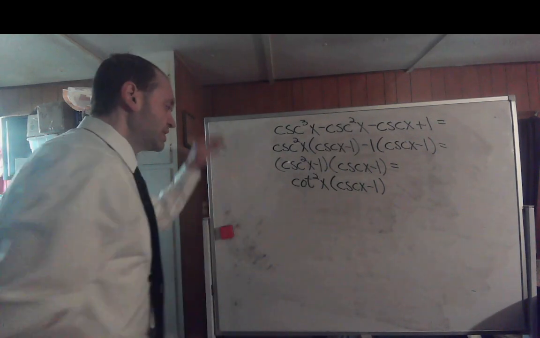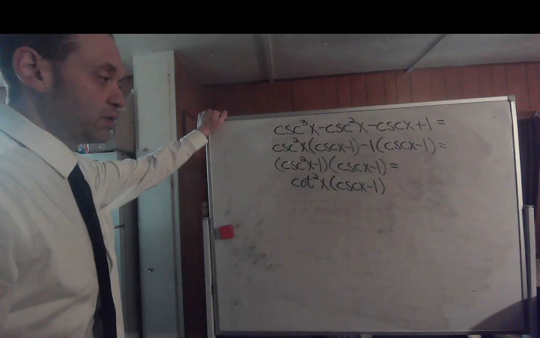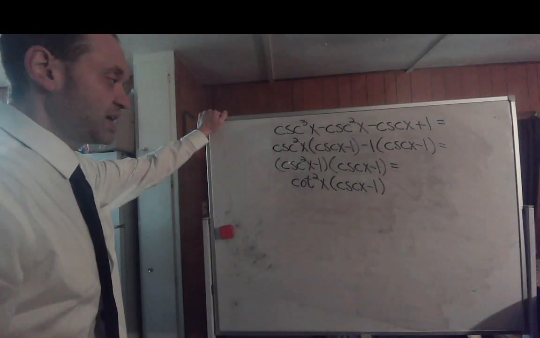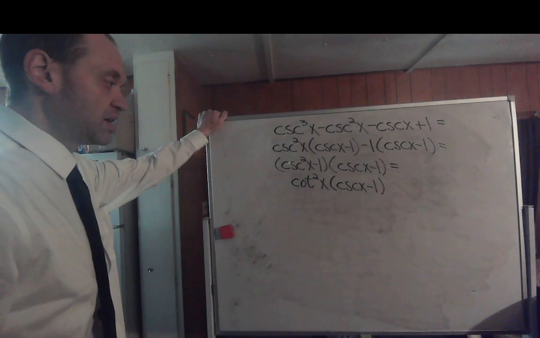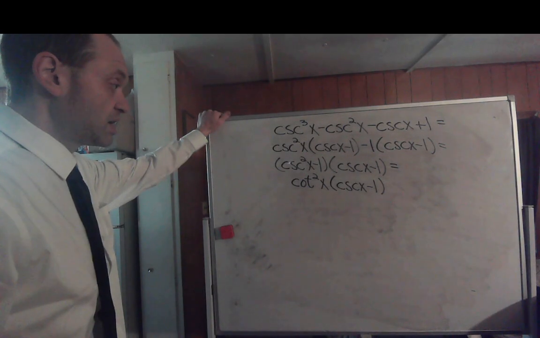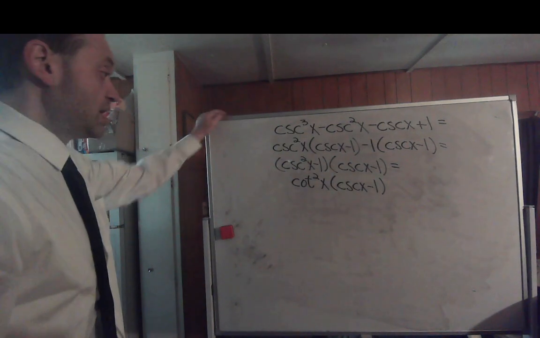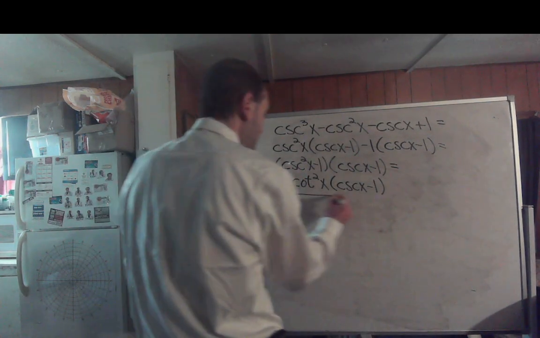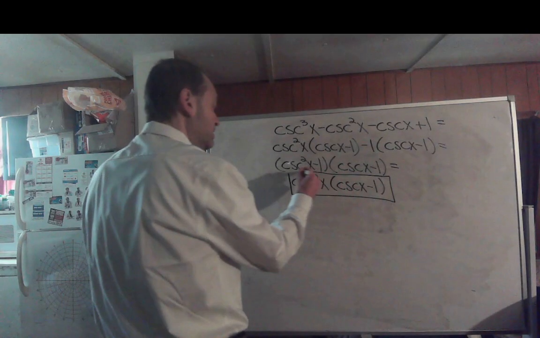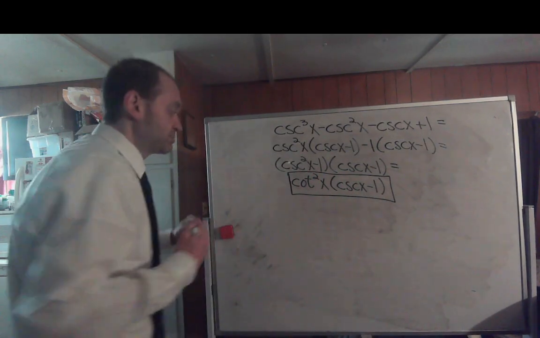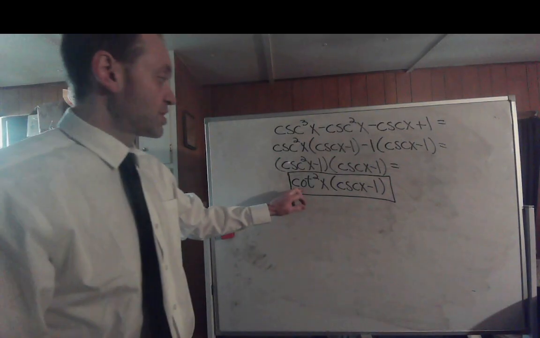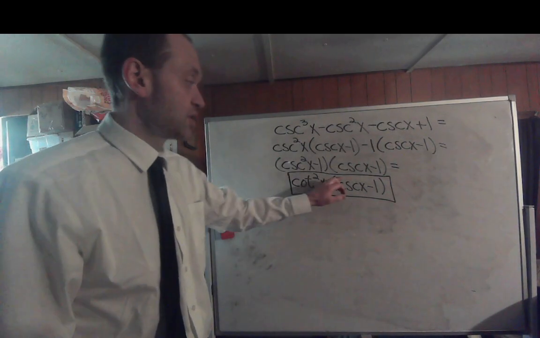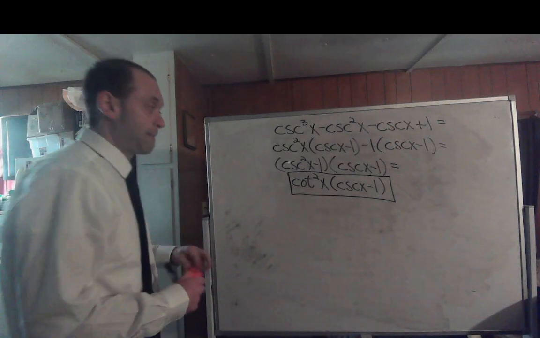And can we really simplify this any further? Well, cotangent is going to be cosine over sine. I don't think it really simplifies much further. Not in a pretty way, at least. There's really a lot of ways you can simplify this, but this is just going to end up with cotangent squared of x times cosecant of x minus 1.